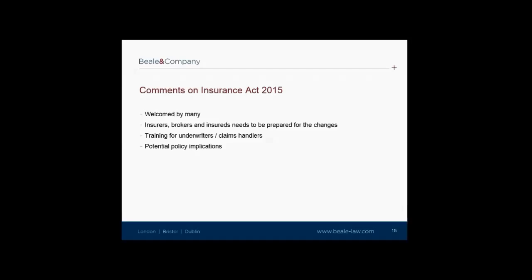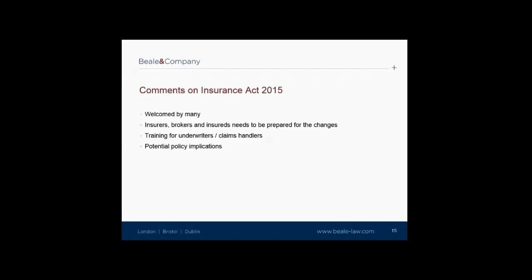The comments, therefore, that we have seen so far on the Insurance Act are that the Act has been welcomed by many, as it is bringing commercial insurance law up to date and is deemed to be a tool to combat the perceived imbalance in the law in favour of insurers. Insurers, insureds and brokers will need to be prepared for the changes in the current law, from how a policy is sold and purchased to bringing and processing a claim, as well as if they make variations to the policy when it is in force.